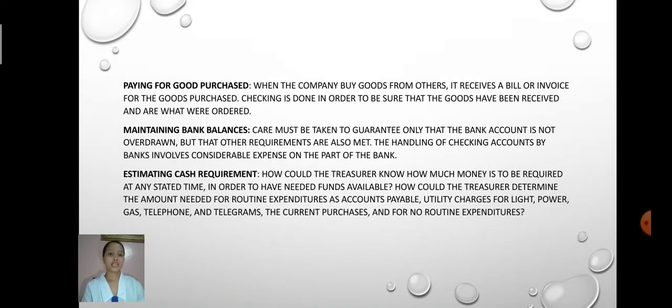Paying for goods purchased. When the company buys goods from others, it receives a bill or invoice for the goods purchased. Checking is done in order to be sure that the goods have been received and are what were ordered. Maintaining bank balance. Care must be taken to guarantee not only that the bank account is not overdrawn, but that other requirements are also met. The handling of checking accounts by banks involves considerable expense on the part of the bank.